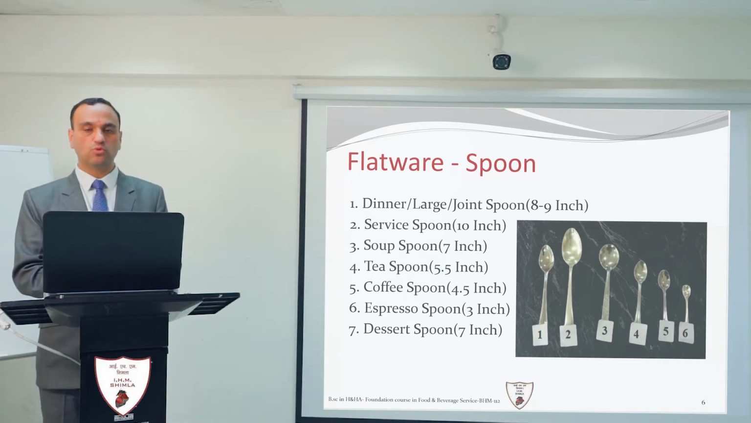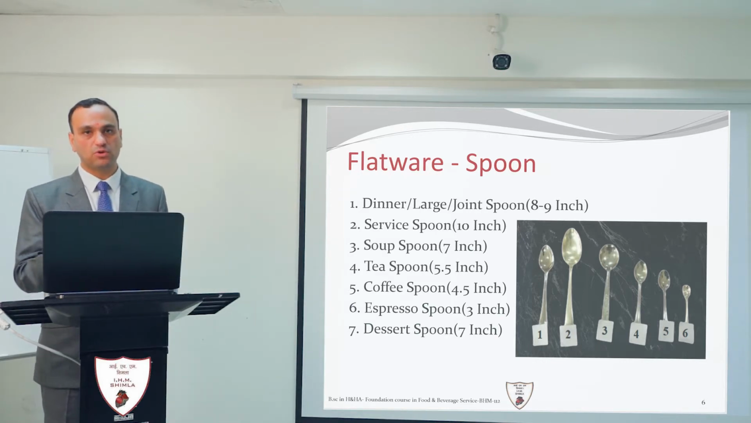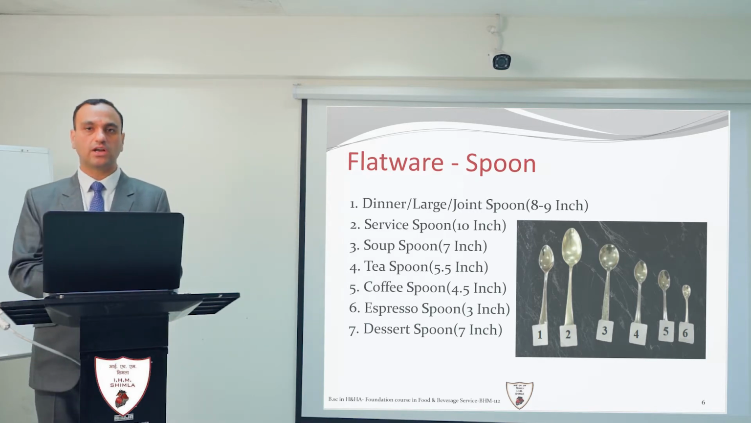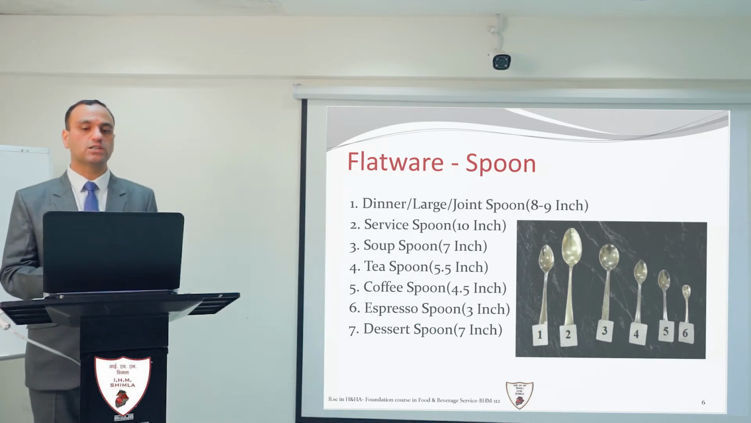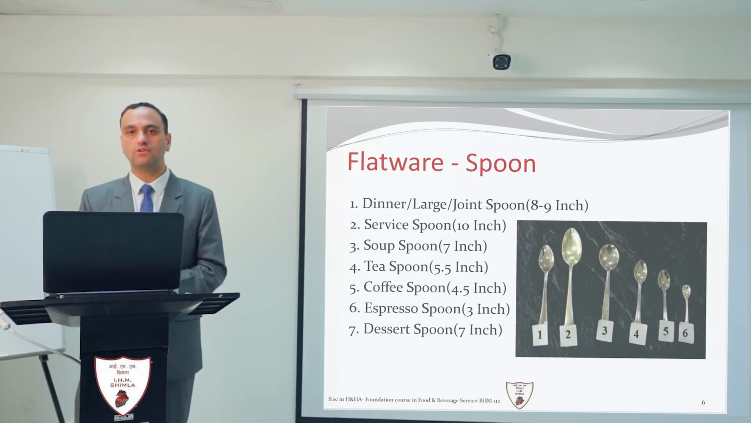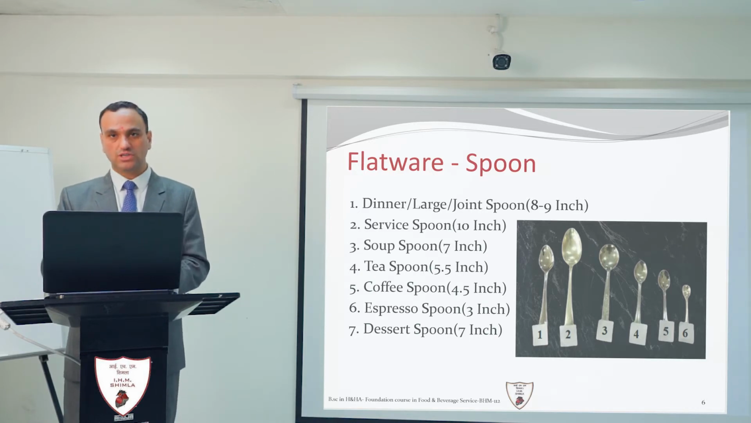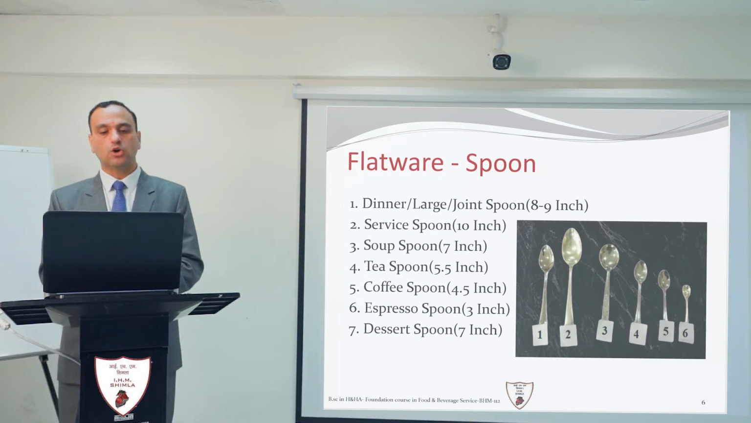Next is teaspoon. The size of teaspoon is 5 inches, and we utilize this teaspoon to stir the tea, to mix the sugar in the tea, and for that purpose we use teaspoon. Next is the coffee spoon. The size for the coffee spoon is 4.5 inches, and we utilize it again to stir the coffee or just to mix the sugar in the coffee. We utilize this coffee spoon.